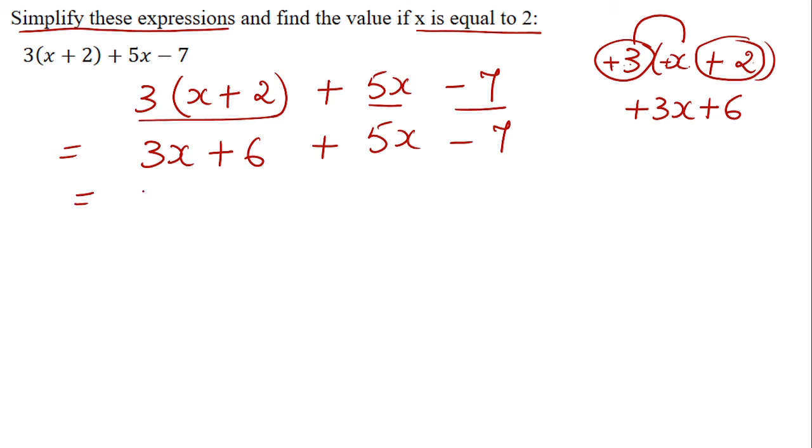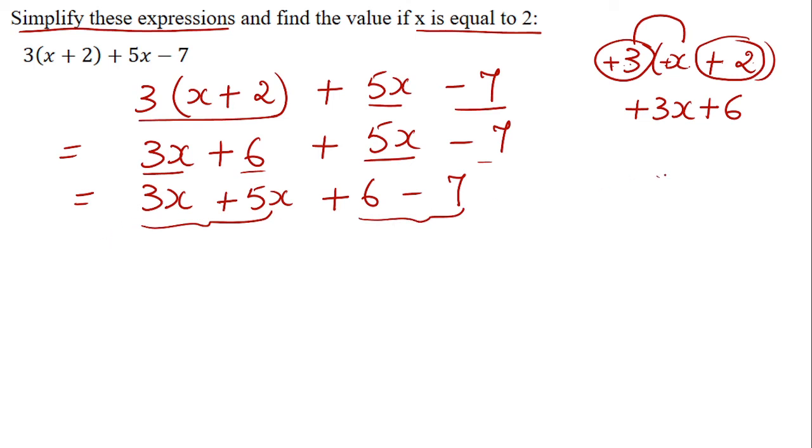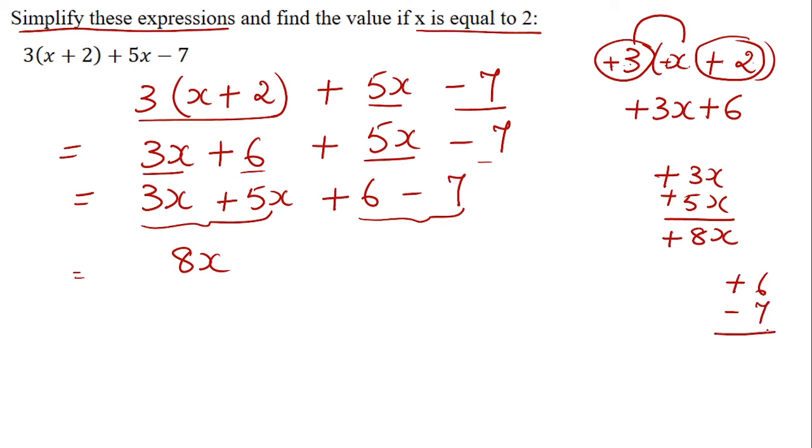Let us further simplify by writing the like terms. So 3x and plus 5x, plus 6 and minus 7. Simplify this further. Plus 3x plus 5x. You get both signs same. Put the same sign and add. 3 plus 5 is 8x. Plus 6 minus 7. Two different signs. Put the bigger number sign and subtract. 7 minus 6 is minus 1.